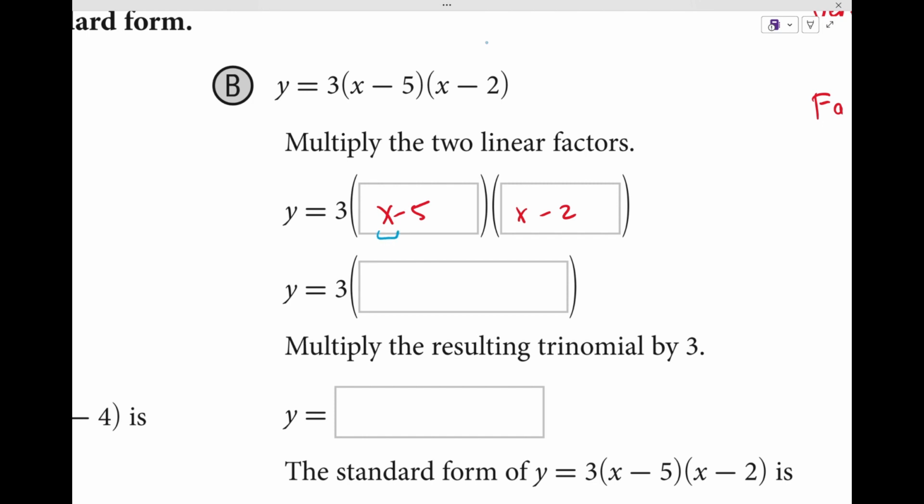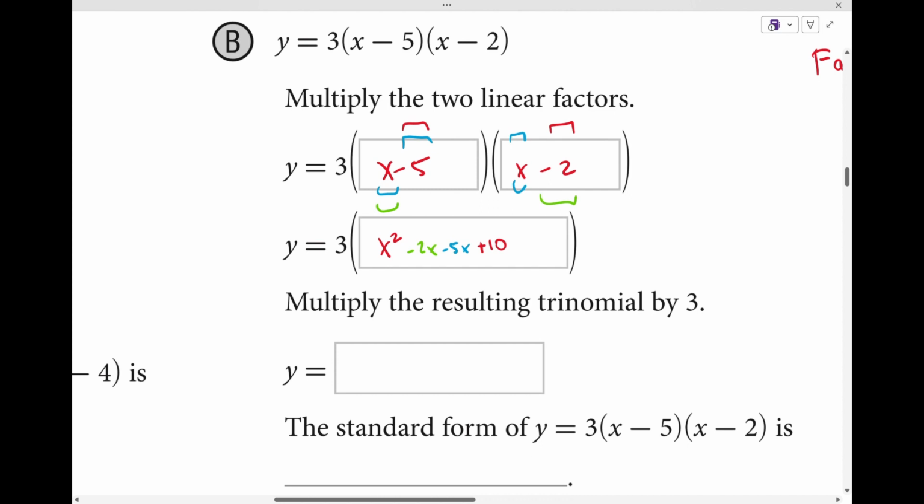So I'm going to do x times x, gets me x squared. I'm going to do x times negative 2, negative 2x. Let's do negative 5 times x, minus 5x, and then last combination, negative 5 times negative 2, negative 10, sorry, positive 10. If you got confused on that, make sure to review how to do the FOIL method, how to distribute.